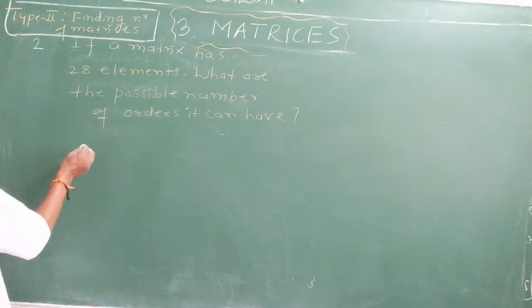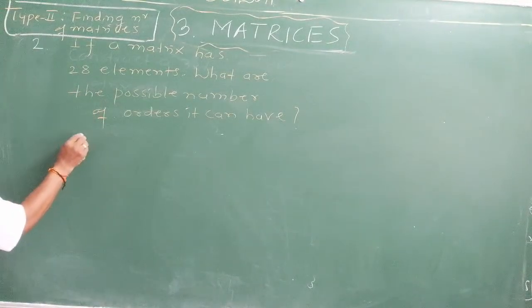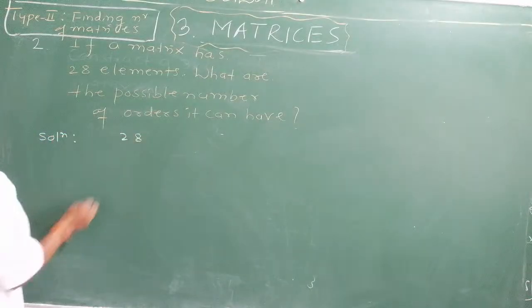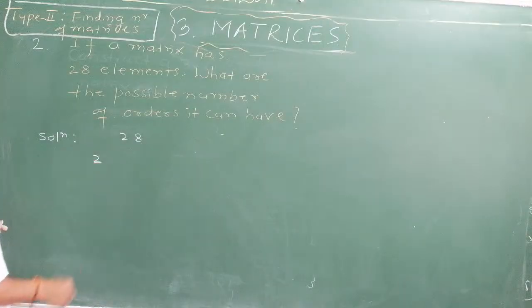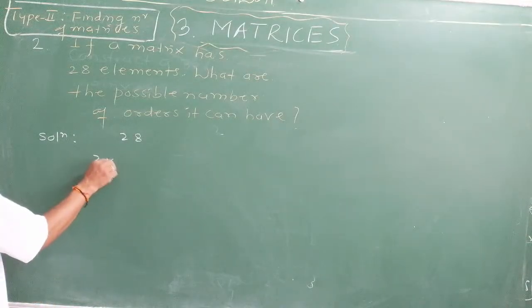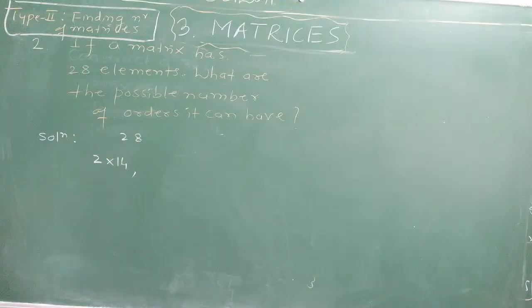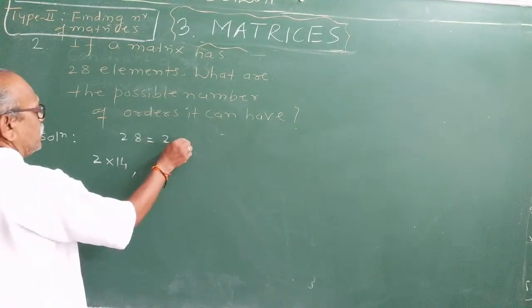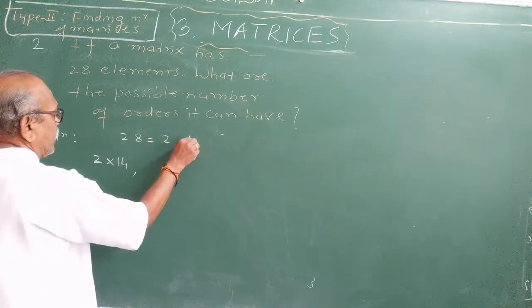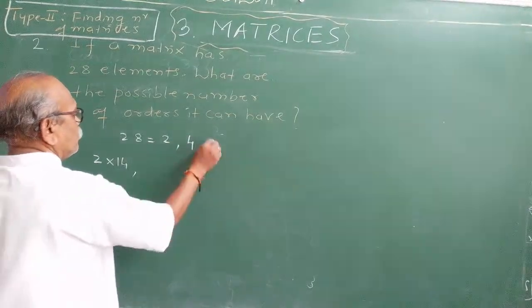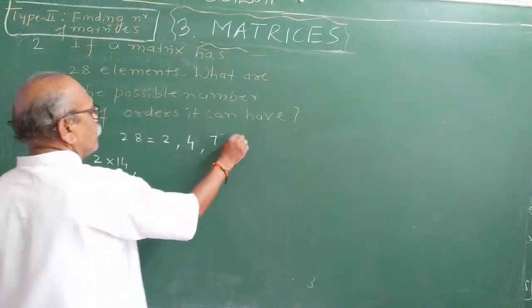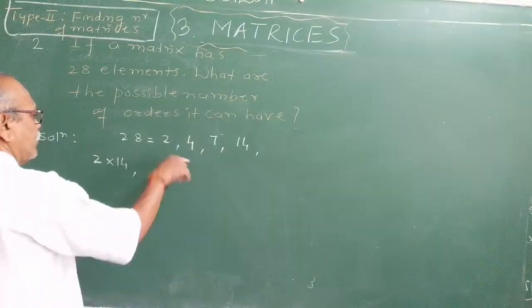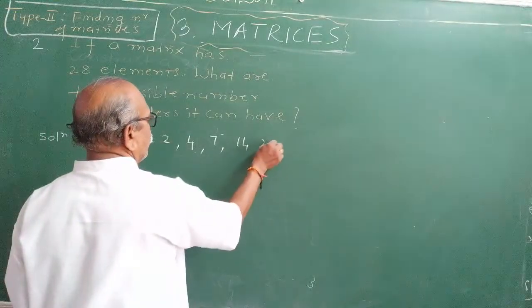See, 28. First of all, you have to get the factors of 28. What are the factors of 28? 2 into 14 is possible. The factors of 28 are 2. Then is it present in table 3? No. Another factor is 4, 7 fours are 28. 7 is a factor. Then 14 is a factor. Right? With these factors, and 28 is one of the factors.